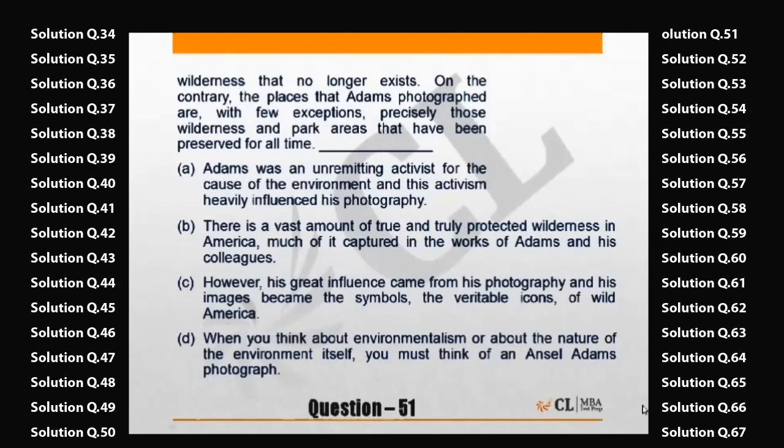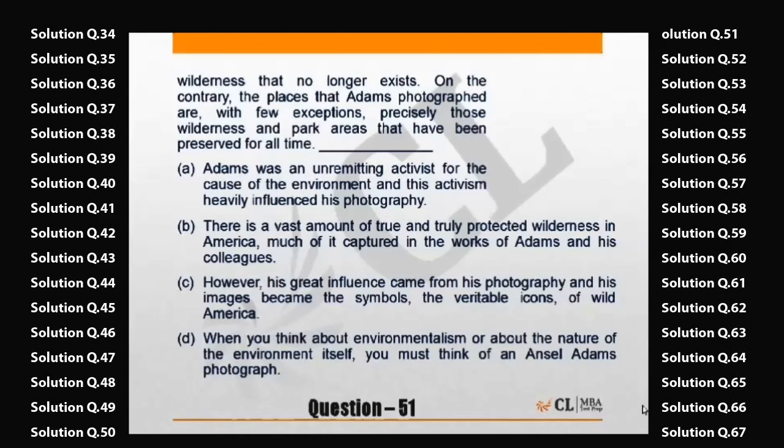The answer to this question was option B, which read, "There is a vast amount of true and truly protected wilderness in America, much of it captured in the works of Adams and his colleagues." Now, why was this the answer? As I mentioned earlier, this particular option contains the essence of both the phrases, wilderness as well as the works of Adams and his colleagues, which means photography. Do note that the passage says that Adams never made a creative photograph for environmental purposes.